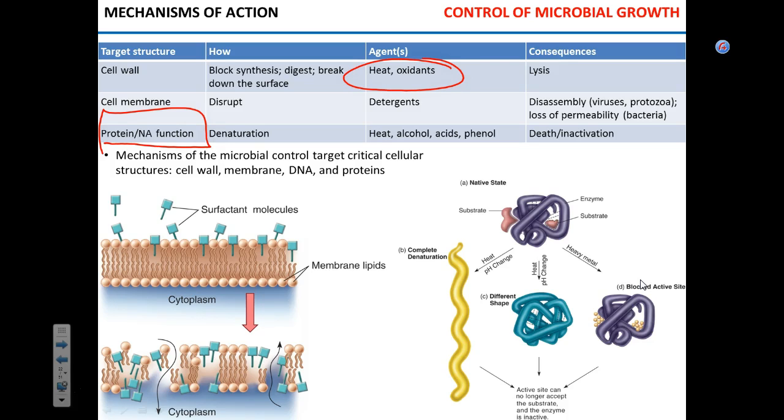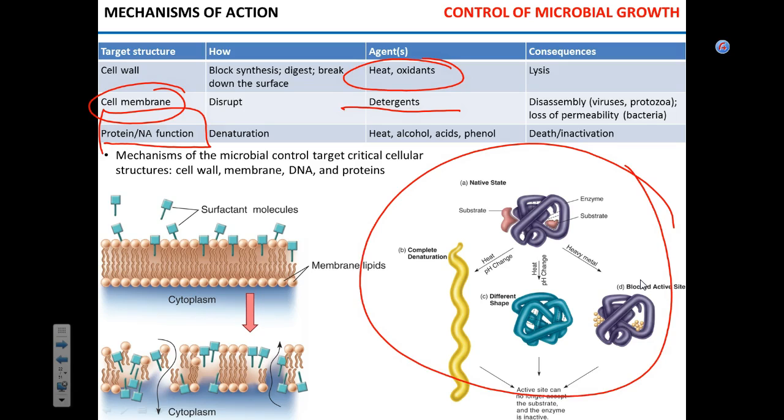So heat and various oxidants target the cell wall, they physically destroy it. Okay, and cell lysis is the result. Cell membrane is targeted mostly by detergents, and we will discuss the physical mechanism behind it. And function of proteins and nucleic acid is targeted by a variety of different chemical and physical approaches, starting from heat and irradiation and finishing with various chemicals like alcohols and alkylating agents, phenols.